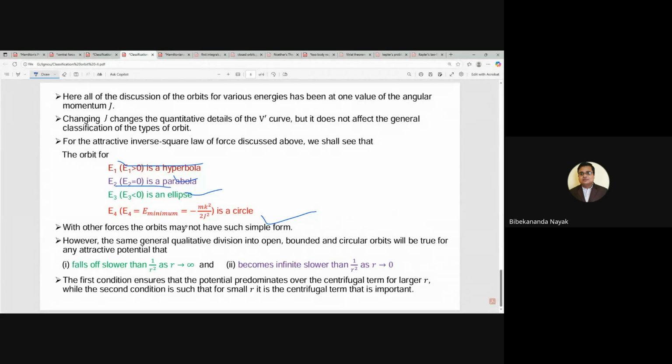And this behavior is not only for the sun-planet system, where force is 1 by r square, but it is valid for force as 1 by r to the power n, where n varies between 0 to 2. For all, the same type of analysis comes. That is, for positive energy hyperbola, equal to zero parabola, less than zero ellipse, minimum circle. Okay?